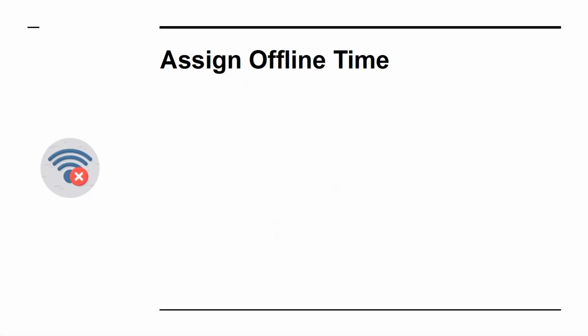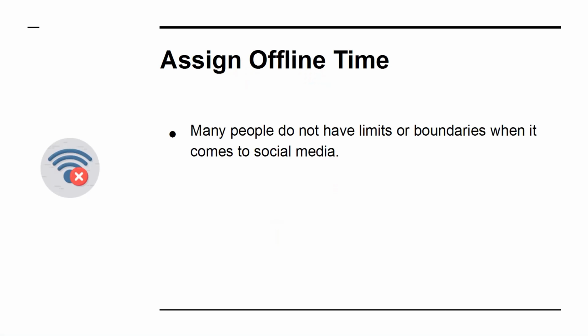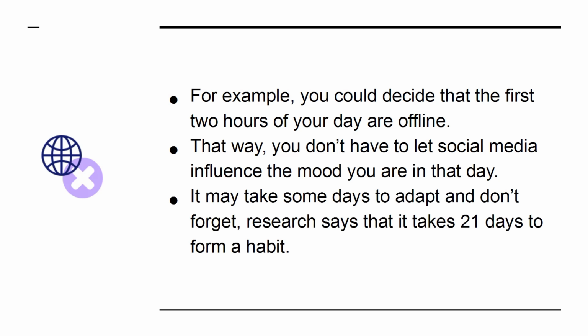Assign offline time. Many people do not have limits or boundaries when it comes to social media. Setting healthy boundaries is essential to improve our relationship with Facebook or Instagram. You can do so by identifying a specific time when you are offline, a time when you believe it is best not to look at social media. For example, you can decide that the first 2 hours of your day are offline. That way, you don't have to let social media influence the mood you're in that day. It may take some days to adapt, and don't forget, research says that it takes 21 days to form a habit.